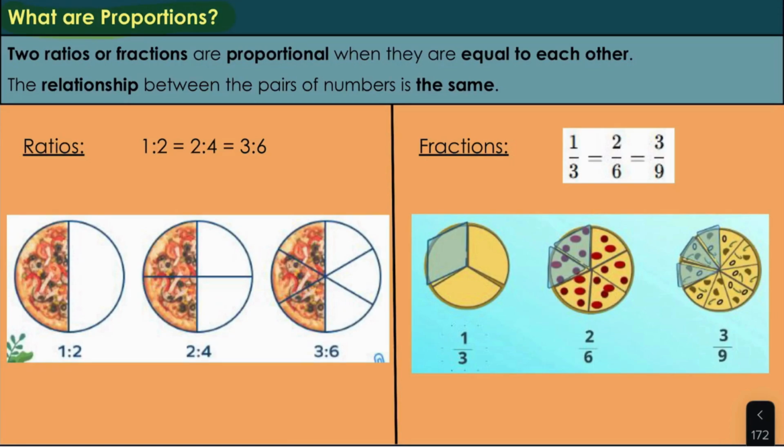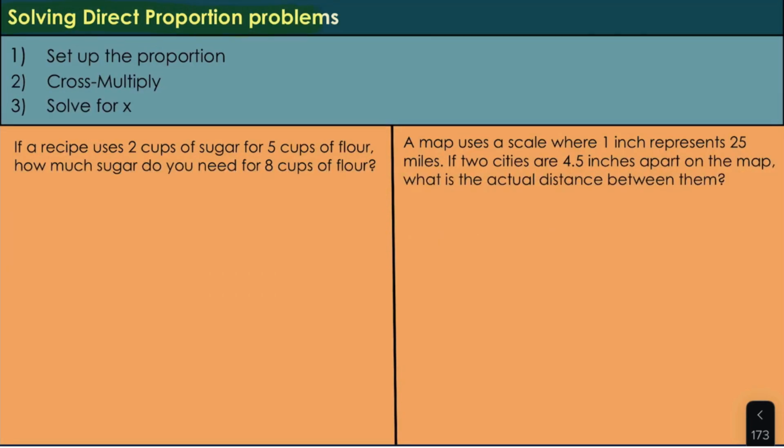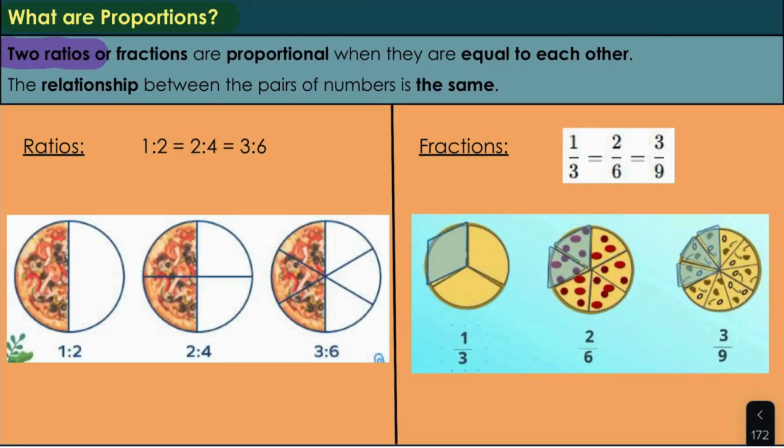Consider what proportions are, and we solve direct proportion problems. Two ratios or fractions are proportional when they are equal to each other. The relationship between the pairs of numbers is the same. The ratio 1 to 2 is equal to 2 to 4, which is equal to 3 to 6.